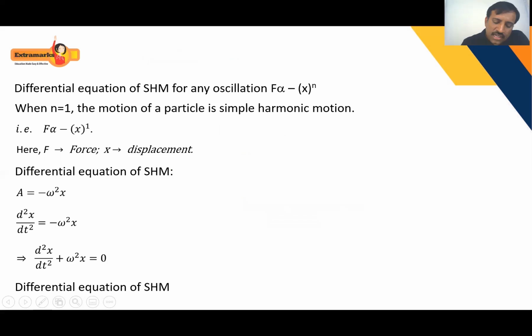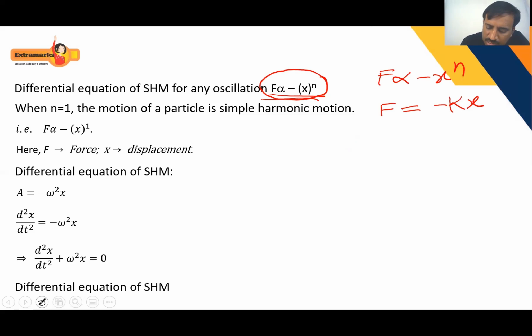Now, the equation of SHM. F is directly proportional to minus x power n. So I have to discuss some important points here. So I can write it as F is equal to minus k x power n. You should understand the n value. What about the n value here? The n value has a significance.